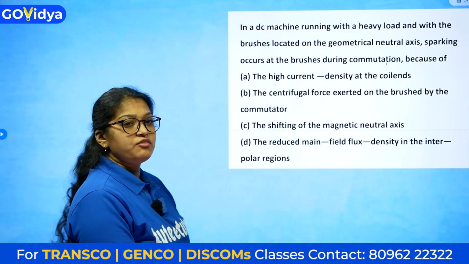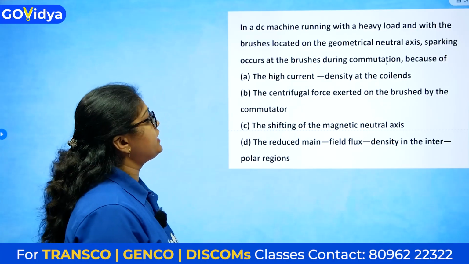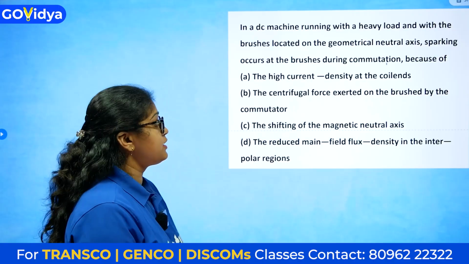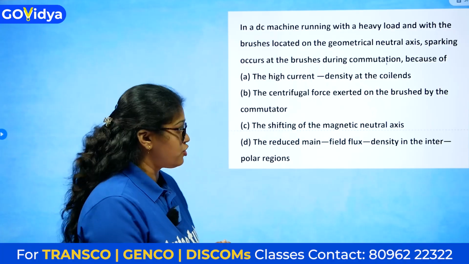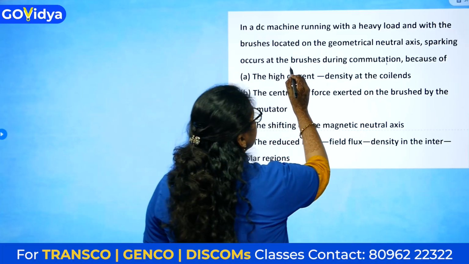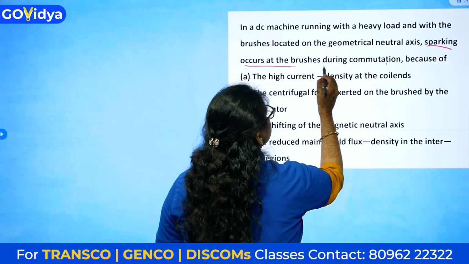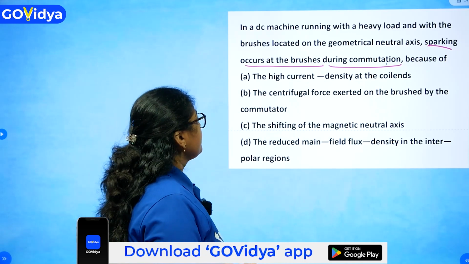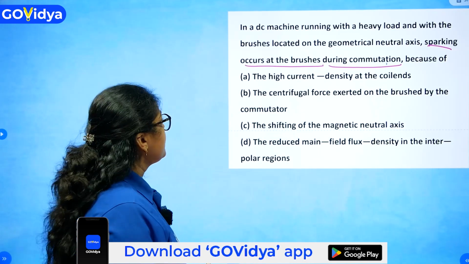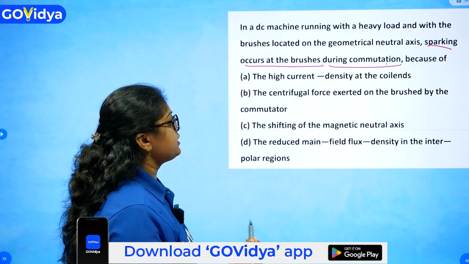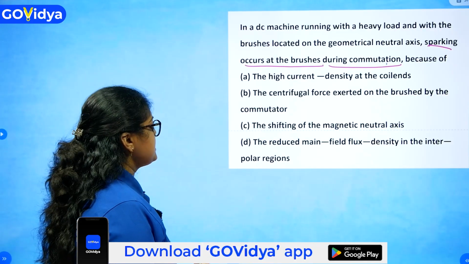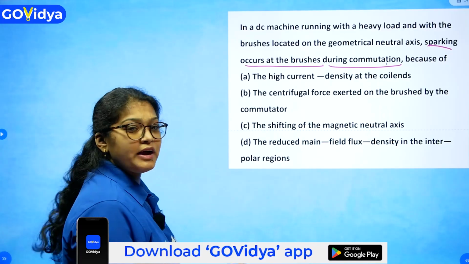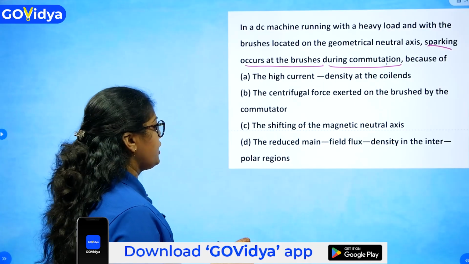In a DC machine running with a heavy load and with the brushes located on the GNA, geometrical neutral axis, sparking occurs at the brushes during commutation because of. The reason we have to know. Option A, the high current density at the coil ends. B, the centrifugal force exerted on the brush by the commutator. Option C, shifting of the magnetic neutral axis. Option D, the reduced main field flux density in the interpolar regions.